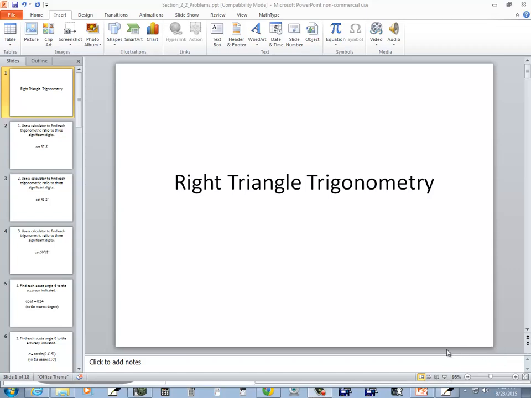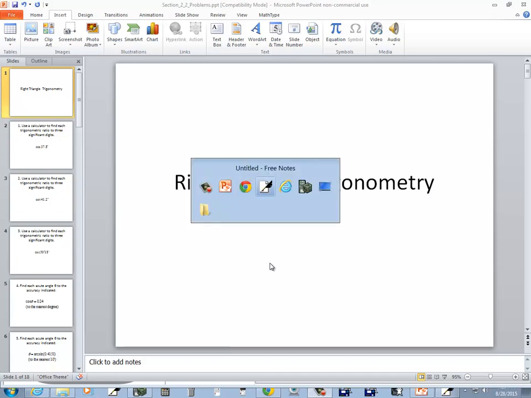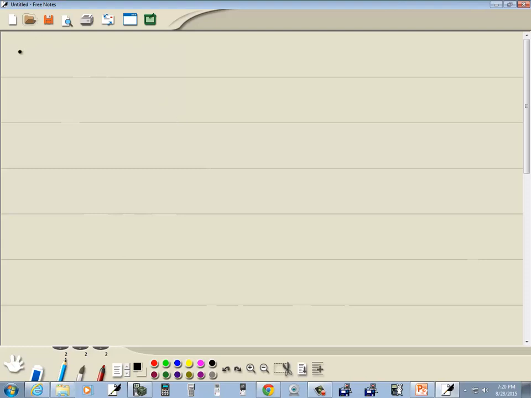Let's take a look at right triangle trigonometry. And first thing, let's just write down some identities. If we look at sine of an angle, sine theta is equal to 1 over cosecant theta. And cosine theta is equal to 1 over secant theta. And tangent theta is equal to 1 over cotangent theta.